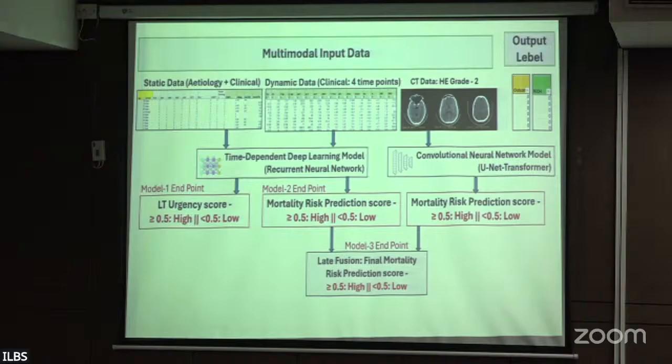It is not necessary to have CT data. We can only use the clinical data, dynamic clinical data, and we can develop a model. But if we are trying to find out whether the image is also important, then it is only for those patients who have image as well as clinical data.